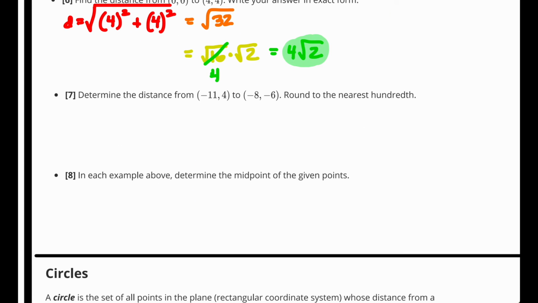Number 7, determine the distance between those. Okay, now these numbers are a little bit harder to deal with than 4 minus 0.